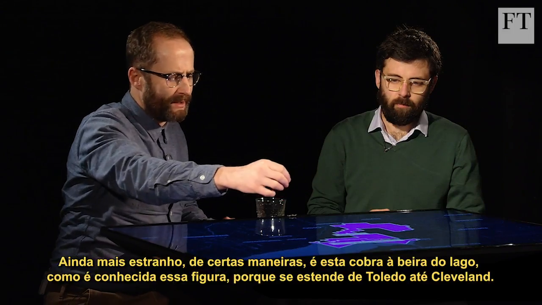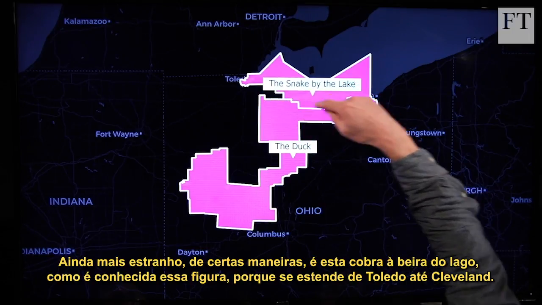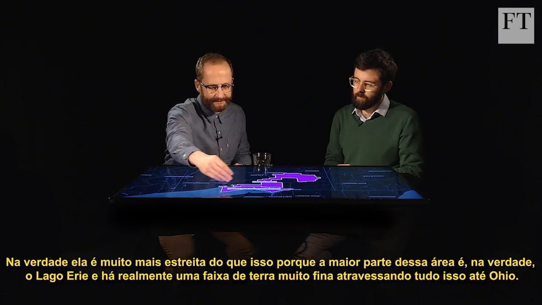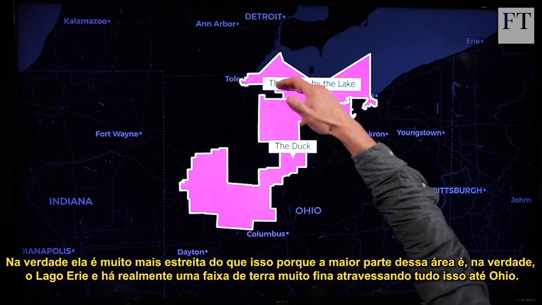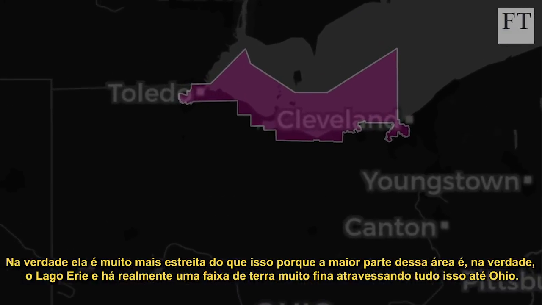Even more odd in some ways is this snake by the lake, as it's known, because that stretches from Toledo all the way over to Cleveland. It's actually much narrower than this because most of this area is actually Lake Erie, and there really is just a very thin sliver of land going all this way across Ohio here.